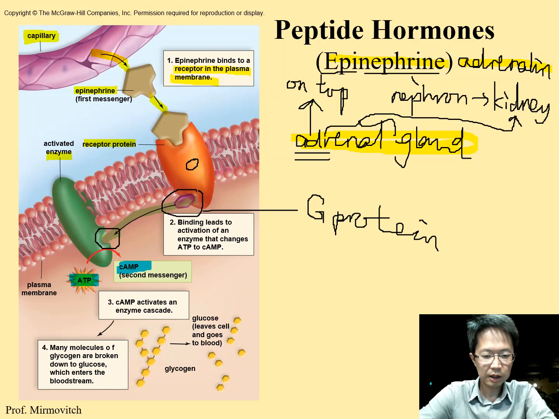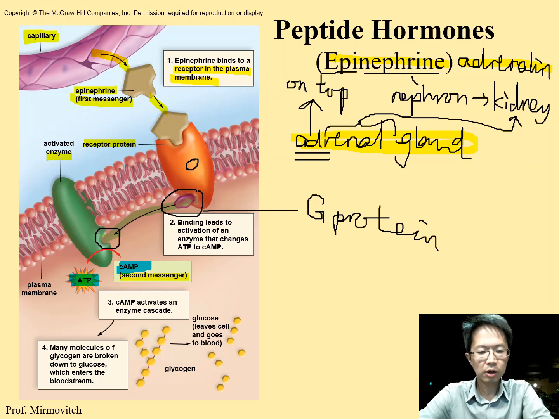There are names for this cyclic AMP. We call it second messenger because the first messenger is epinephrine. So what does cyclic AMP, the second messenger, do? This second messenger will activate a lot of chemical reactions inside the cell. For example, you can tell the cell to break down glycogen into glucose.